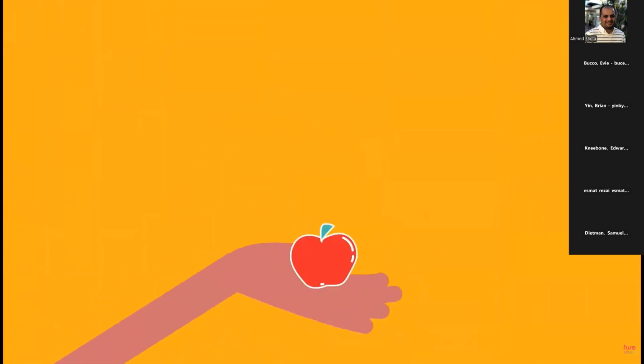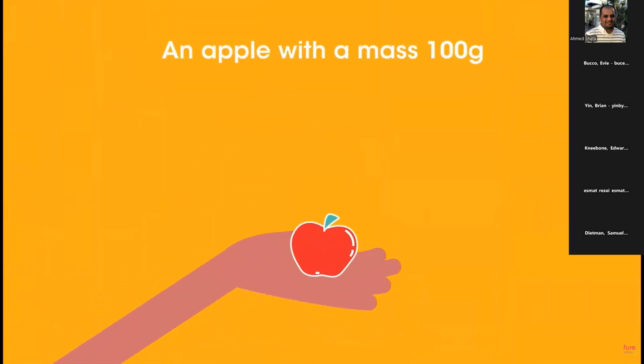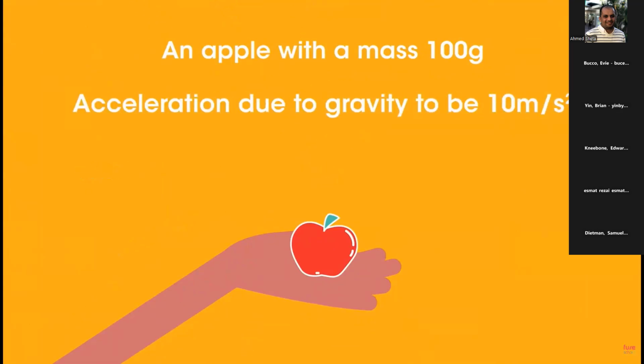Now for Newton's apple. An apple with a mass of 100 grams is held in your hand to stop it from falling to Earth. What force do I need to prevent it from starting to fall? Take the acceleration due to gravity to be 10 meters per second squared.